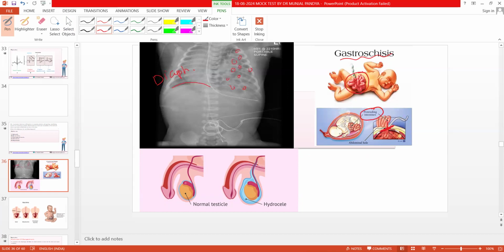Is it before birth? Very rarely, but it is usually a premature child. They usually present with premature birth, with gastroschisis. This is a normal testis. There is no fluid in the scrotal sac. Here all the blue is fluid in the scrotal sac. So this is hydrocele.